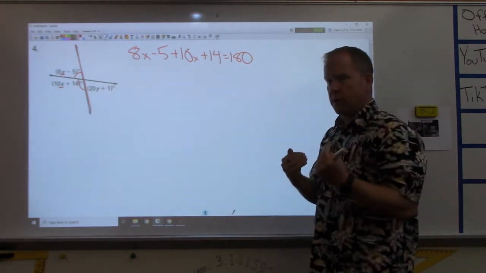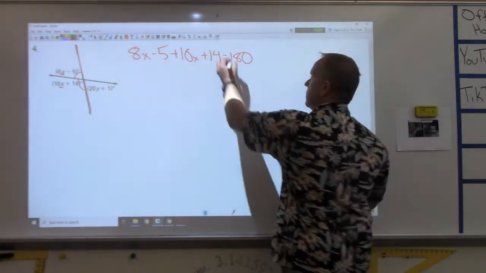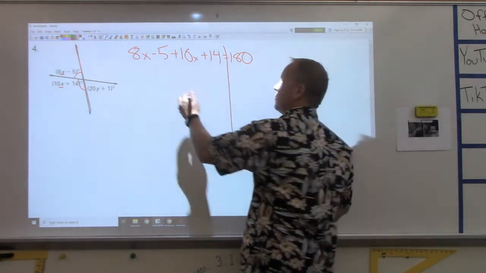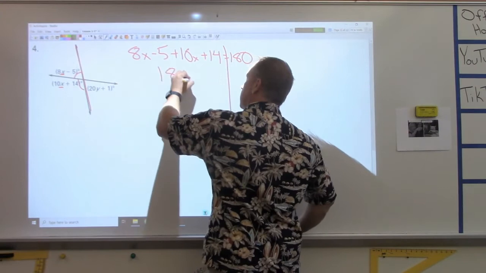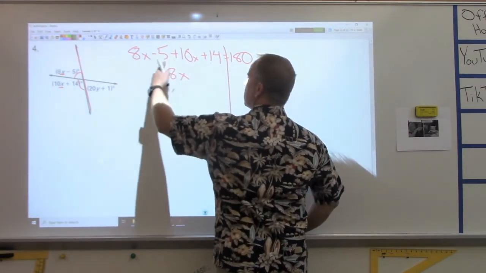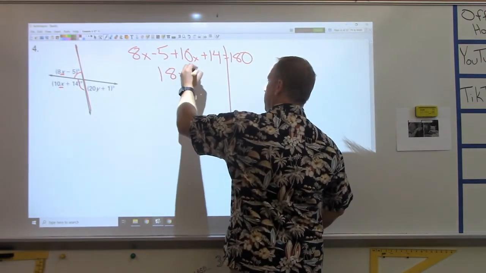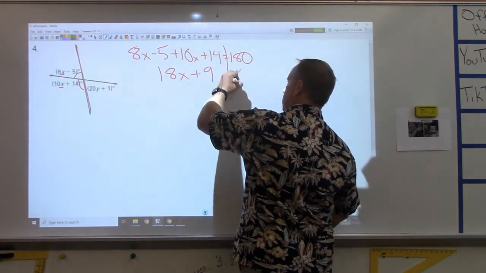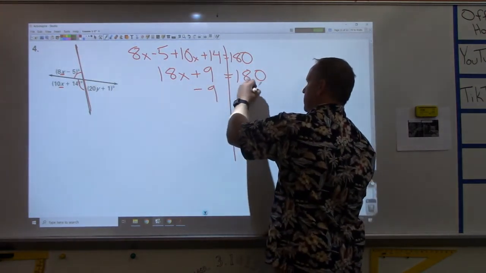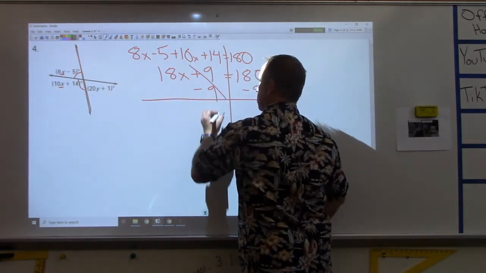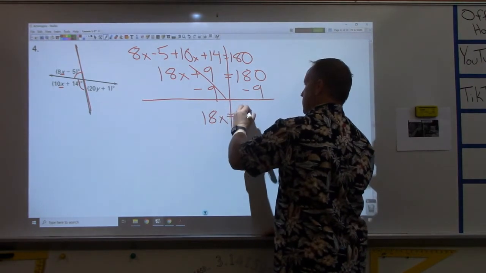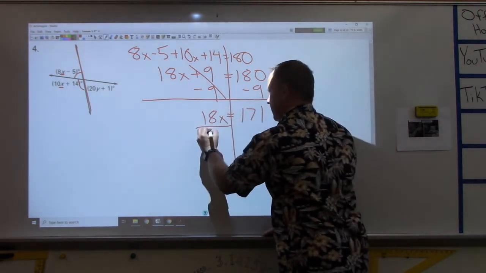Again, geometry's over, folks. This is algebra. Geometry's very easy. Geometry's just setting up the problem. It's the algebra a lot of you are having trouble with. 8x plus 10x is 18x. Negative 5 plus 14. Subtract 9. Divide by 18.